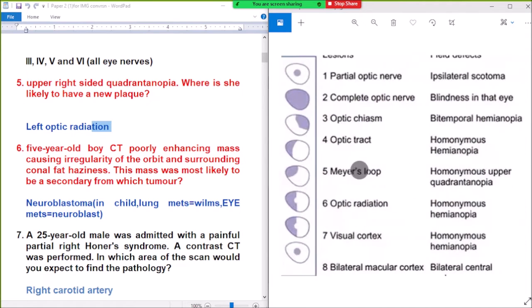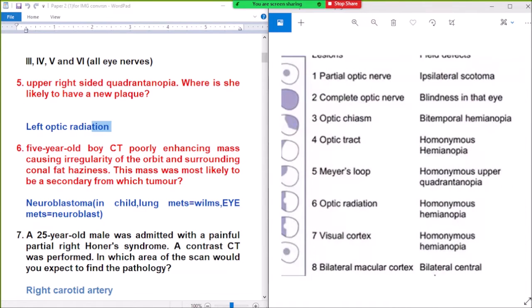Now this is Meyer's loop, but this will concern ophthalmology students, with every detail of the optic tract. Optic radiation is enough for us.